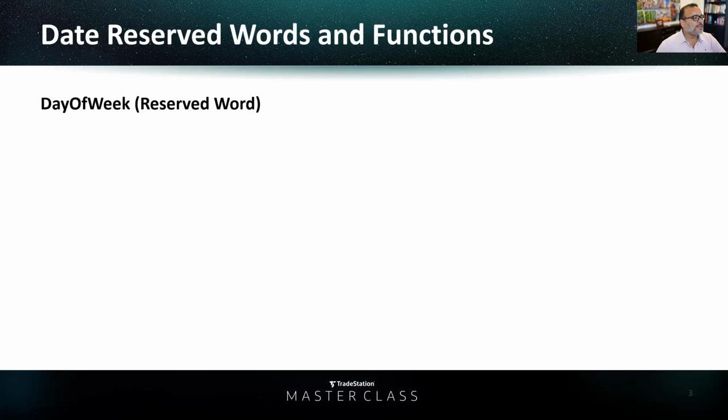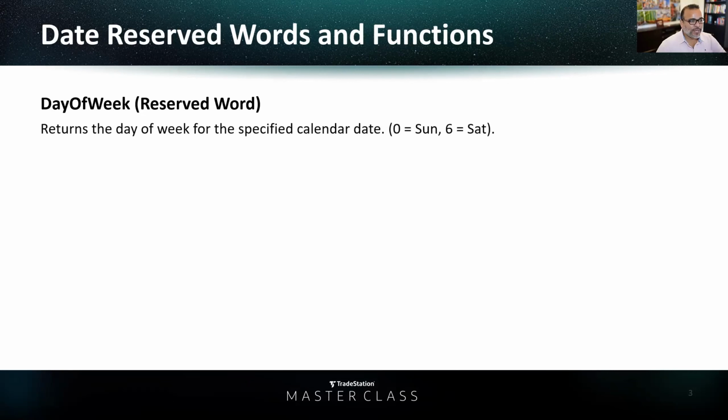One of the first things that I wanted to talk about is day of week. This is a reserved word, meaning that if you type it up inside of an easy language document, it turns up blue. When you use it, it returns the day of the week for the specified calendar date. So you use the reserved word, you plug in the date, and it tells you what day of the week it is. You can see right here, let me turn on my laser pointer. You can see right here that it can be a number from 0 to 6, 0 being Sunday, 6 being Saturday, and anything in between. So if you get a number 2, then you know that's going to be a Tuesday.